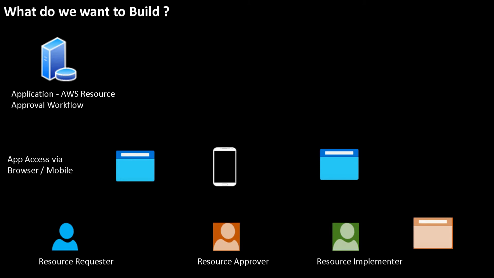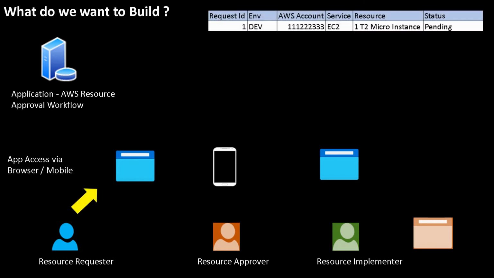Alright, so let's look at the workflow really quickly. So the resource requester requests a resource, for example, in this case a T2 micro instance, which is currently in pending state. So the request is in pending state. Now upon the request that got created, an email is fired to the resource approver, and he's going to log into the application, probably using a mobile app, right? So your application is supporting both browser-based logins as well as mobile app-based logins, right?